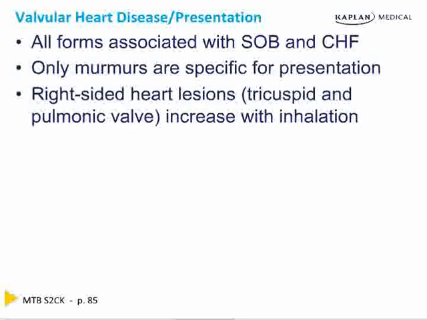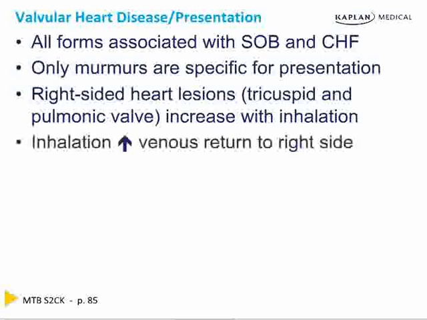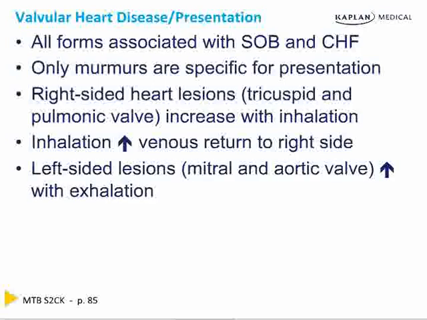Right-sided lesions, such as the tricuspid and pulmonic valve, increase with inhalation because when you inhale, you increase venous return to the right side of the heart. And left-sided lesions, as you exhale and the diaphragm goes up, the lungs become smaller. And as the lungs become smaller, they squeeze blood into the left side of the heart.